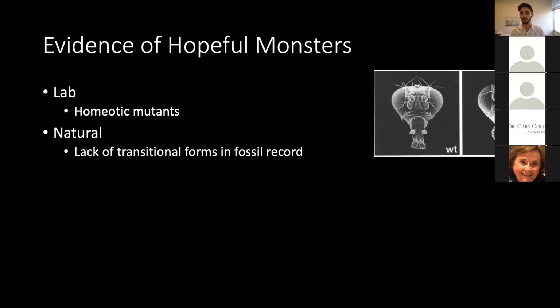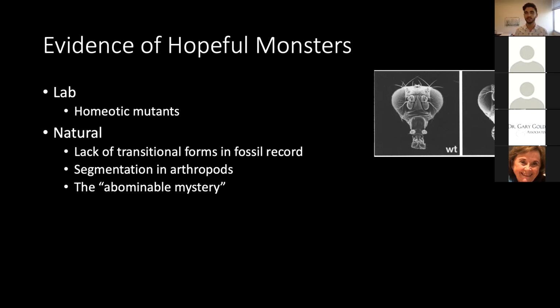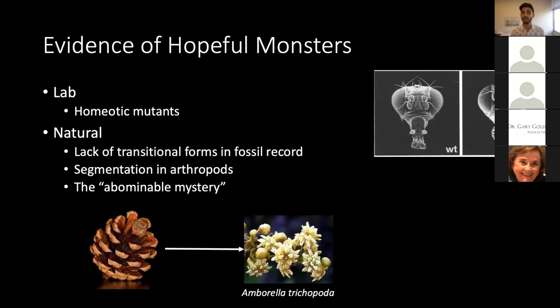So large jumps that can't really be easily explained by successive micromutations: segmentation in arthropods, where anciently diverged lineages are separated mainly by the number of segments on their body. And then, of course, what Darwin referred to as the abominable mystery, the apparently sudden appearance and explosion of flowering plants in the fossil record.